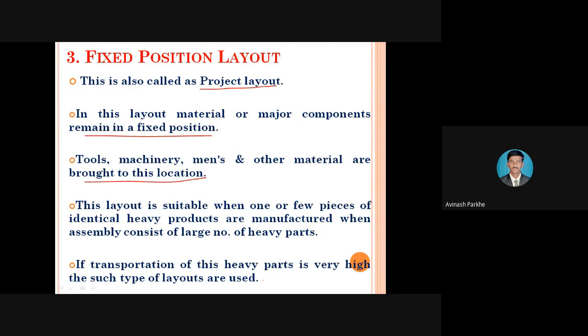If the transportation of that particular heavy part is very high, in transportation cost or maximum time, if you have to move that particular heavy component from one location to the second to third, then your time also increases, your cost also increases, and it also becomes very hazardous to the operators. So to avoid such situations, such big products will be manufactured at a fixed location only.